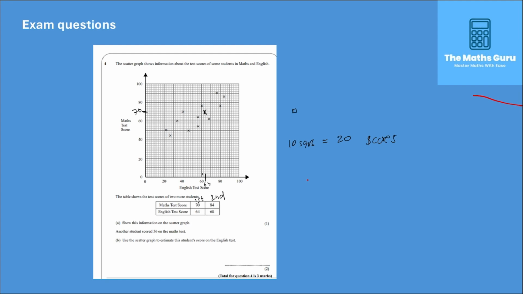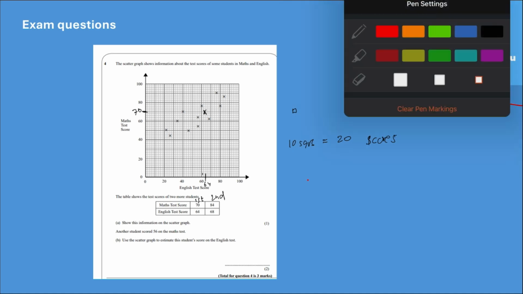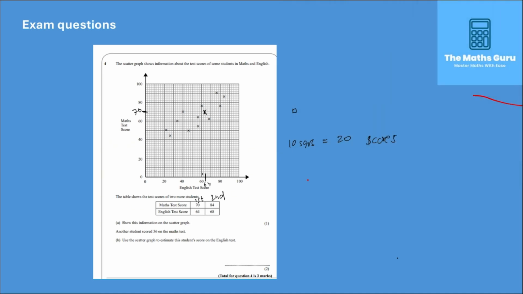Plot that there. Then second student, 84. Oh wait, no, that's wrong. We're going to plot the English scores first. 68 is going to be around here. And then 84 is going to be somewhere up here, like that. And there you go. There are 2 points plotted within the graph.